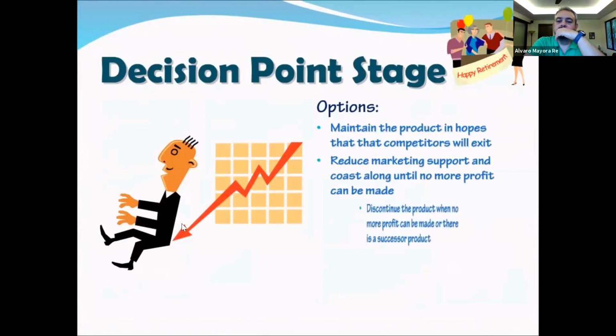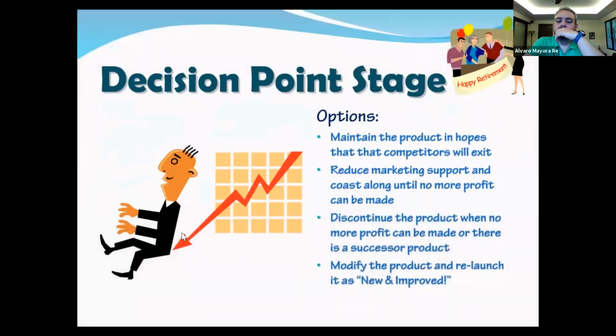And so the decision point stage comes. So this is an extension of the retirement decline. So this is where you can do one of four things, really. One, do nothing. Leave it alone. Maintain your product, status quo. Hope that competitors exit the market. And then hopefully you'll capture all the customers who are left, and you'll have probably a niche market as a result. Two, reduce your marketing support, right?